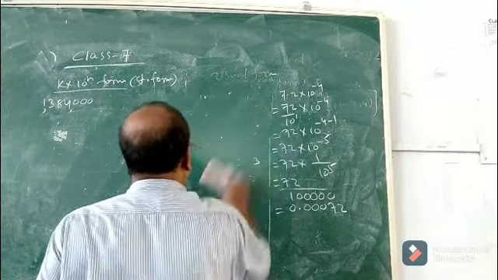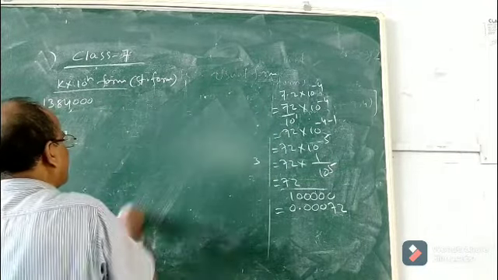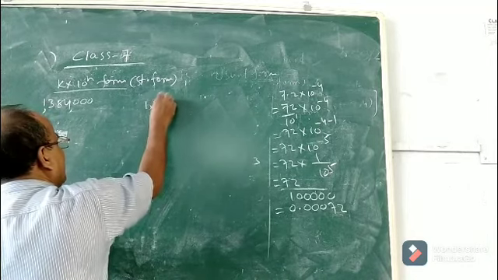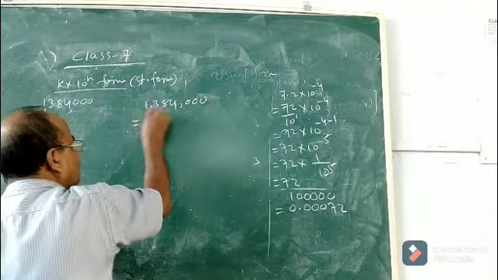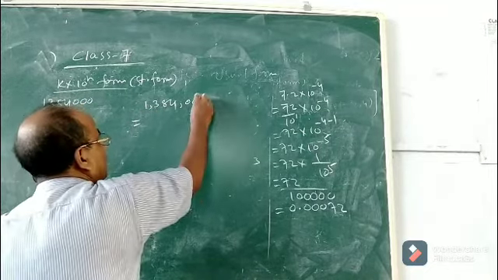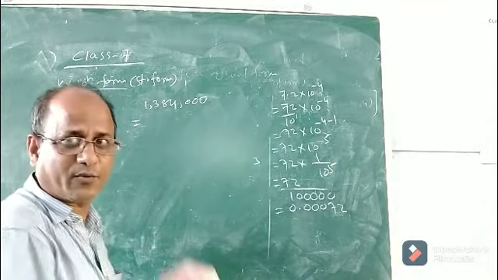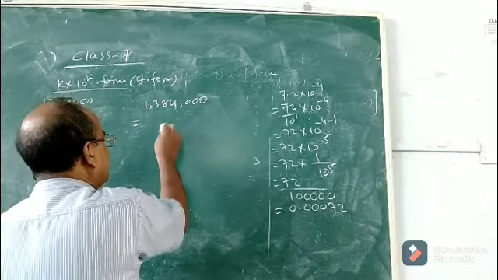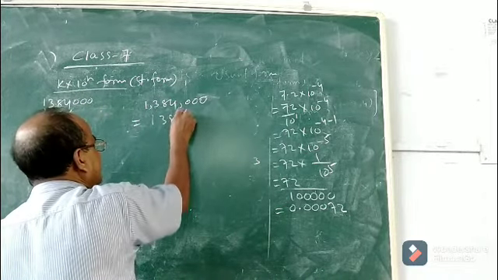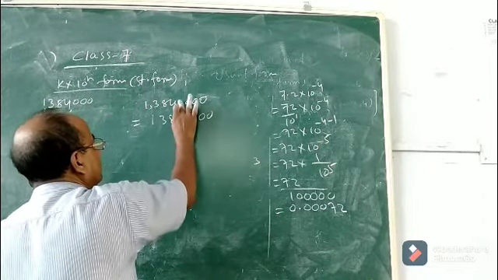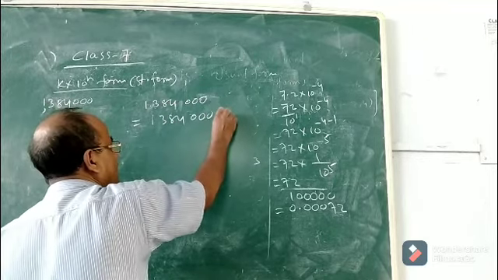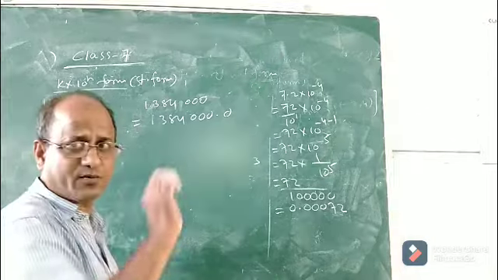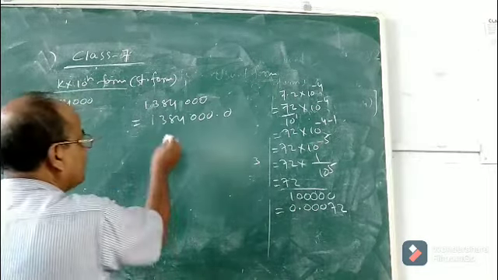Let me write once again. Here, see, suppose you are given a number 1,384,000. How to express it in standard form or k into 10 to the power n? What is the procedure? The first step, I had said, is you write it in decimal form. You write this number in decimal form. That means you put 0.0. Okay, 10 just put. Now see, what is the next step?